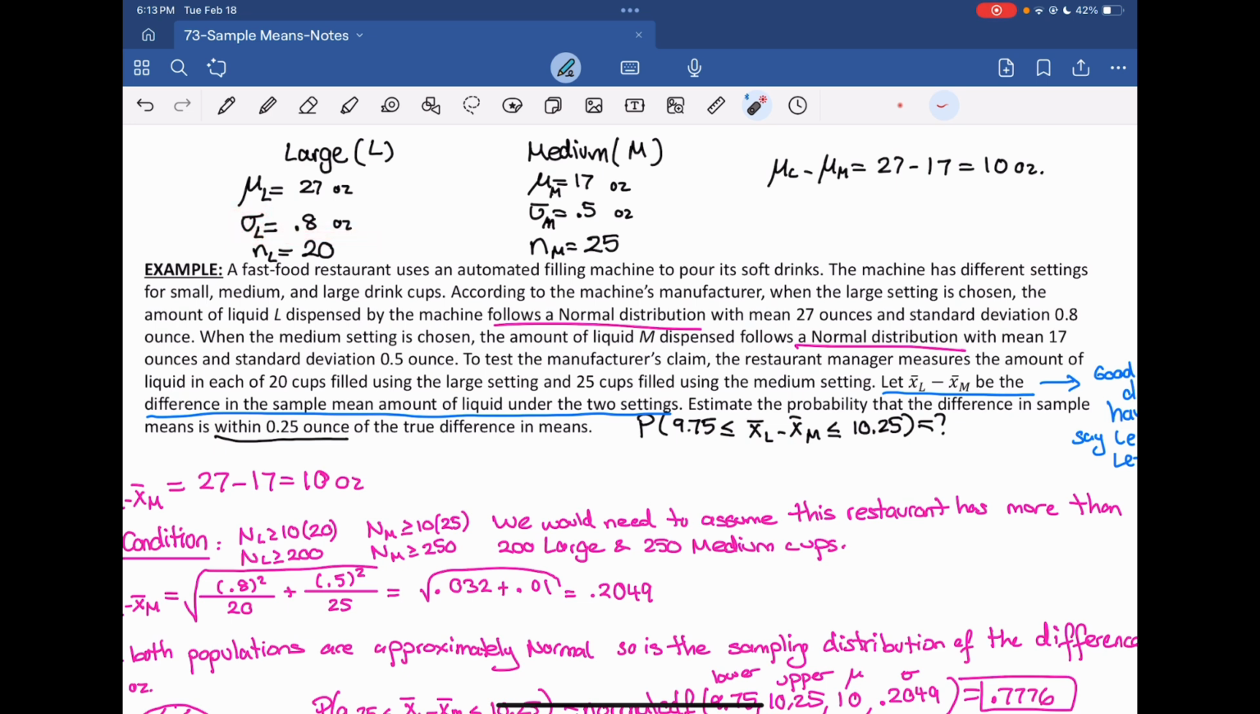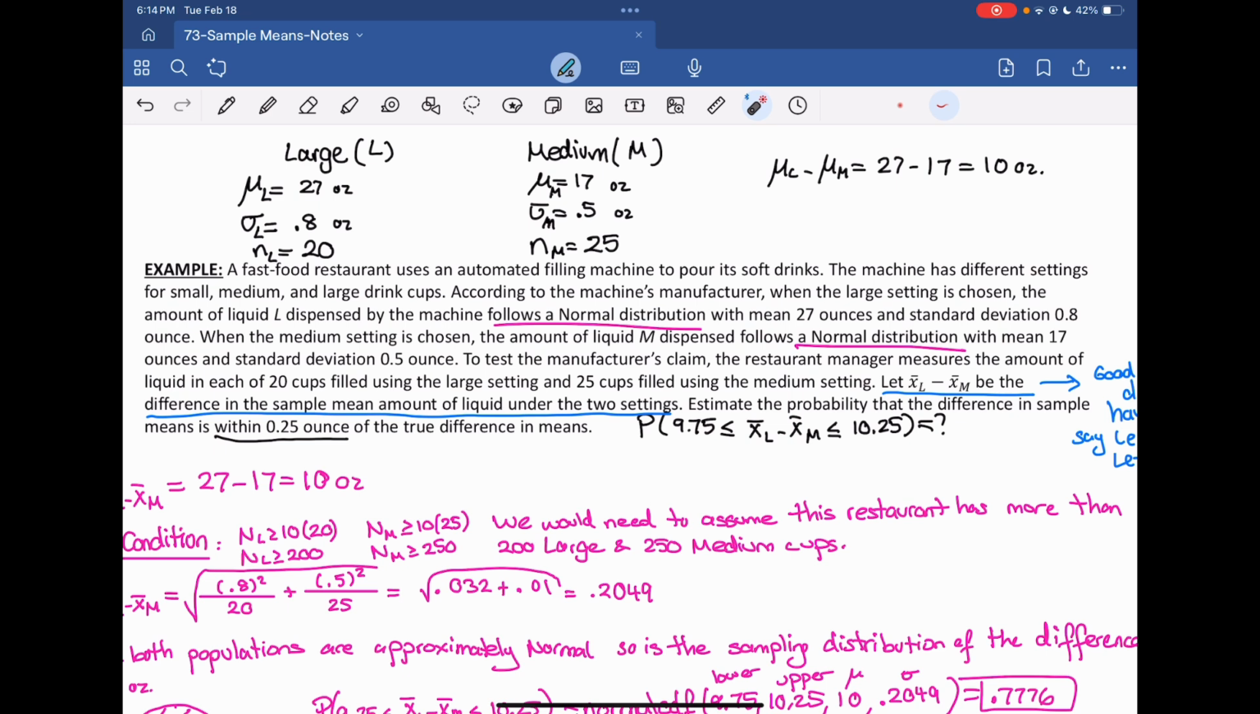Then it continues on to tell you the amount of liquid M dispensed follows a normal distribution as well with mean 17 ounces and standard deviation 0.05. I got that info here. And then it tells us to test the manufacturer's claim. The restaurant manager measures the amount of liquid in each of 20 cups filled using the large setting and 25 cups filled using the medium setting.